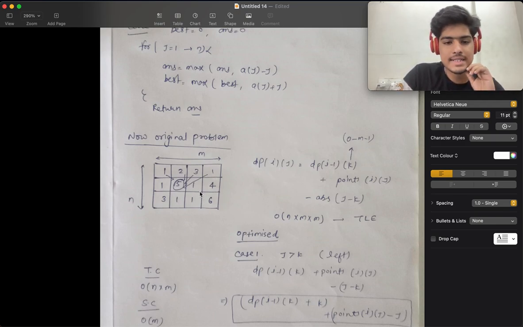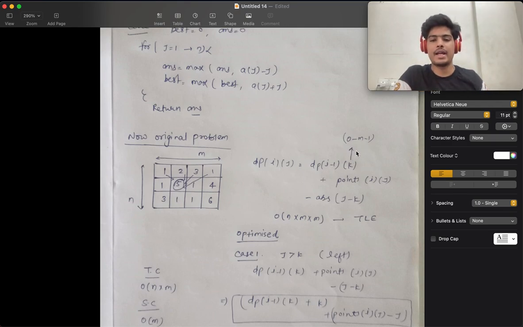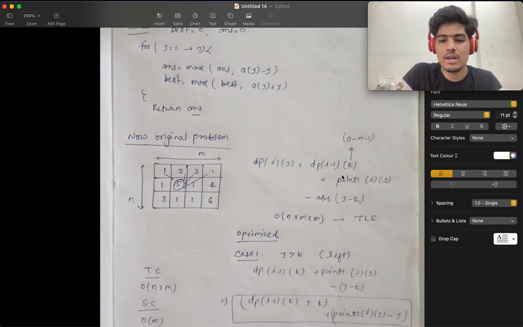So let's see. dp of i of j is this point. If I want to reach this point, I can come from the previous row, so it will be dp of i minus 1 comma k, where k goes from 0 to m minus 1. It means dp of i minus 1 comma j minus 1, then j, then j plus 1, then j plus 2. So k is going from 0 to m minus 1. That's why I'm taking this k plus points of i of j, because I have to add the points also.